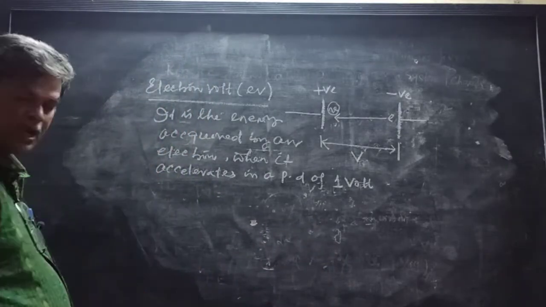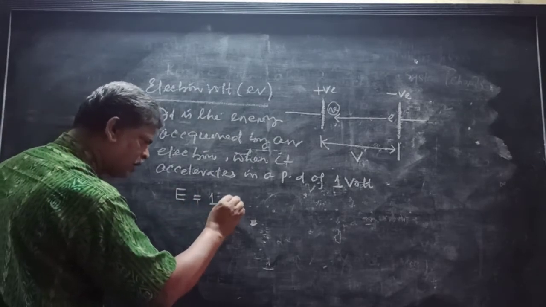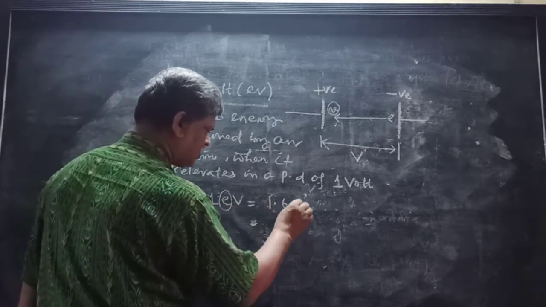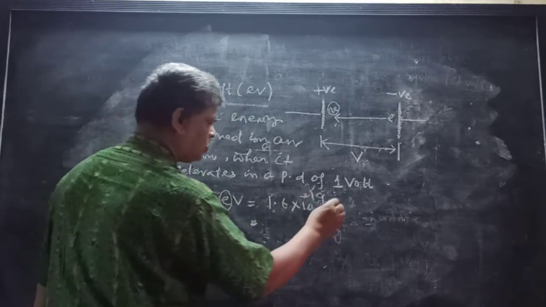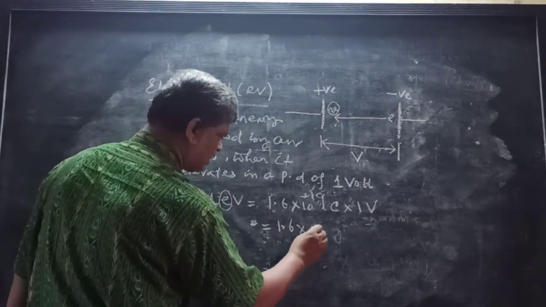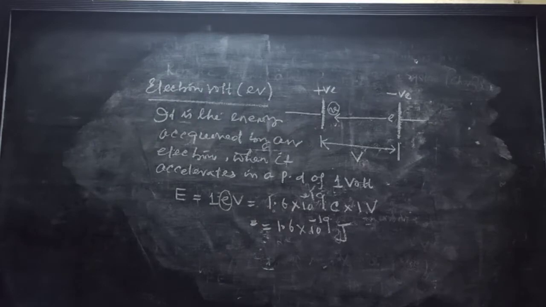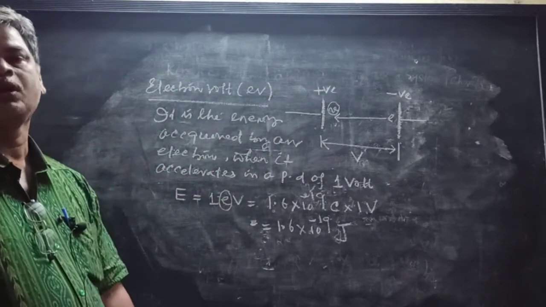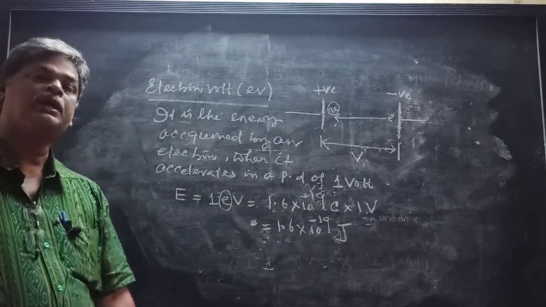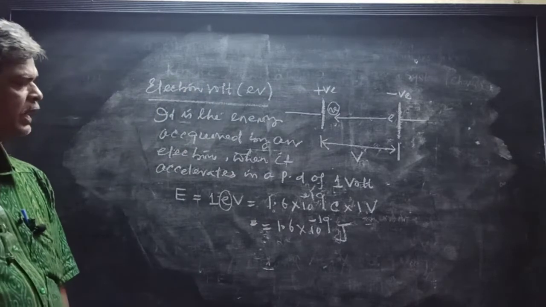So the energy of that electron, we call it 1 electron volt. So 1 electron volt we can write as 1.6 into 10 to the power minus 19 coulomb into 1 volt, which is equal to 1.6 into 10 to the power minus 19 joule. This is the energy. So the energy acquired by an electron when it accelerates in a potential difference of 1 volt is called 1 electron volt. Then 1 electron volt is equal to 1.6 into 10 to the power minus 19 joule.